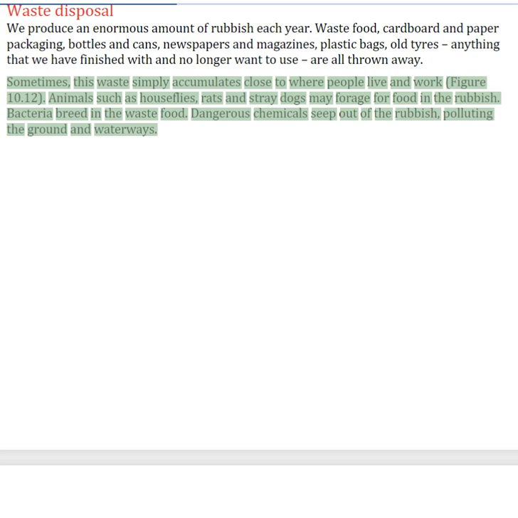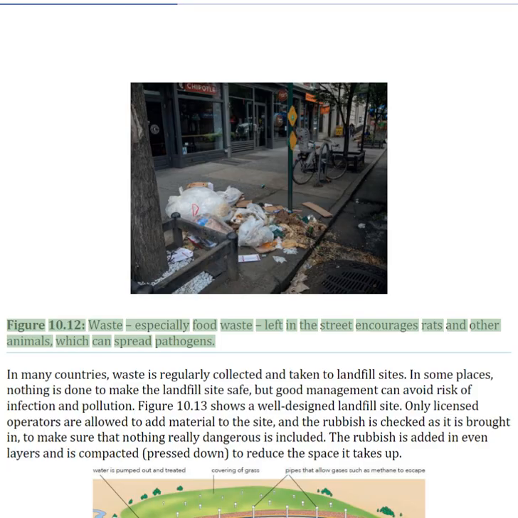Animals such as houseflies, rats and stray dogs may forage for food in the rubbish. Bacteria breed in the waste food. Dangerous chemicals seep out of the rubbish, polluting the ground and waterways. Figure 10.12. Waste, especially food waste left in the street, encourages rats and other animals, which can spread pathogens.